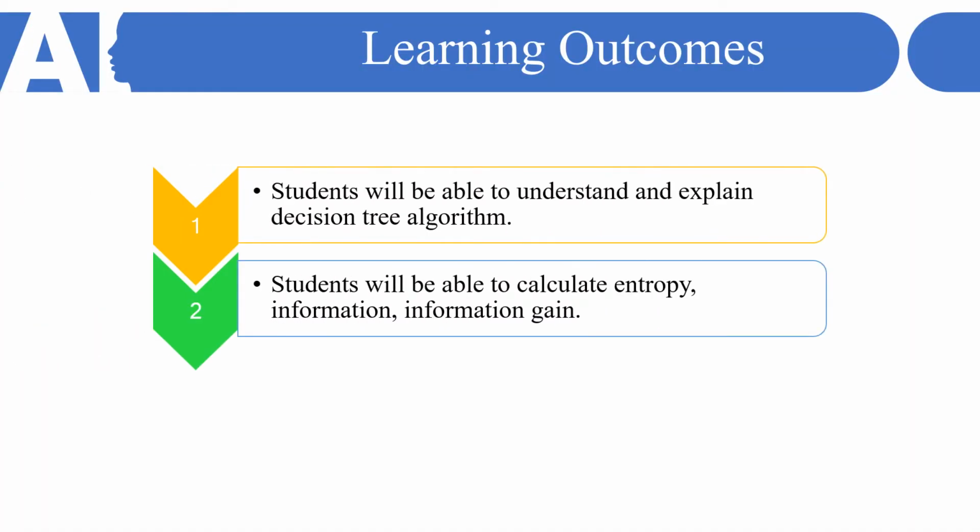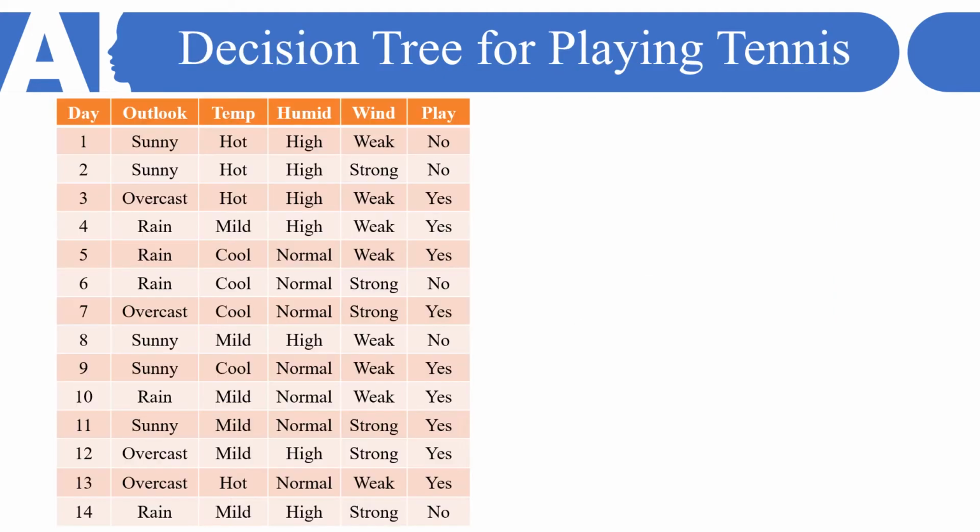After completion of this lecture, you will be able to understand and explain the decision tree algorithm, and also you will be able to calculate entropy, information and information gain. So let us start with the numerical on the decision tree. This is the numerical on playing tennis on a day.